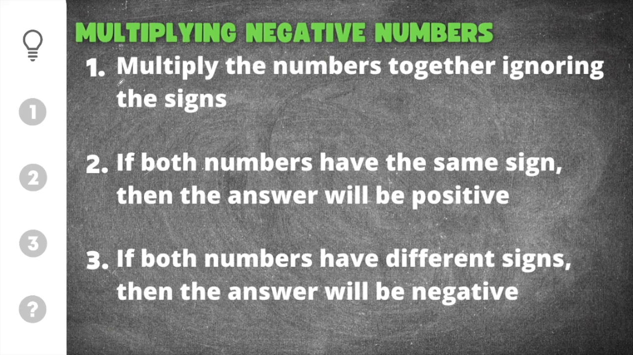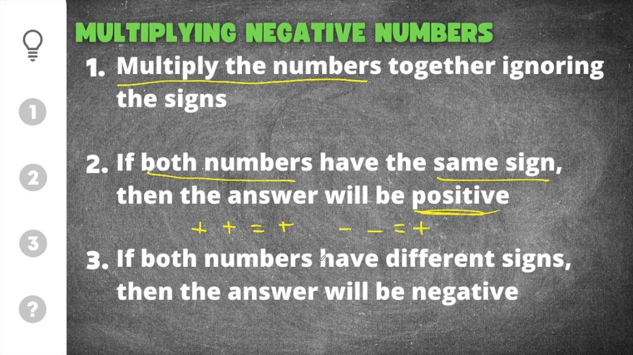The first is that you're going to multiply the numbers together ignoring the signs on the numbers. So you're just going to multiply the numbers together no matter what the sign is, just as you normally would if they were both positive. If both numbers have the same sign, then the answer will be positive. So if you multiply two numbers together that are positive, your answer will be positive. Or if you multiply two numbers together that are negative, your answer will also be positive. Which means that if they have the same sign, the answer will automatically be positive.